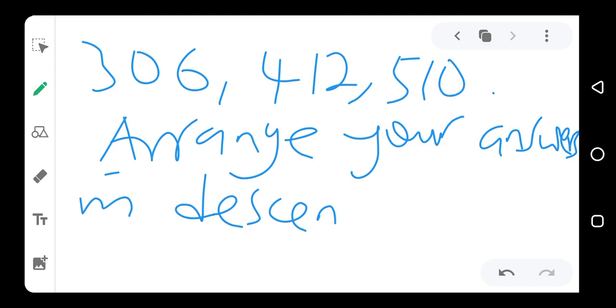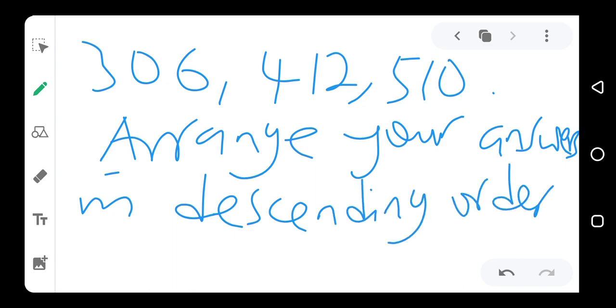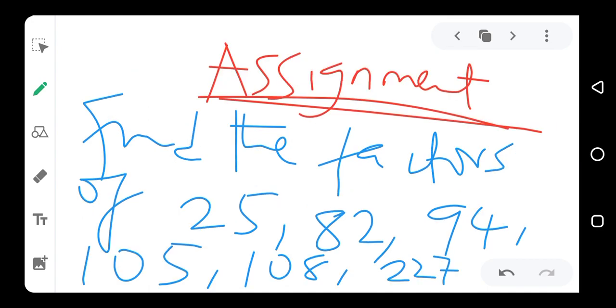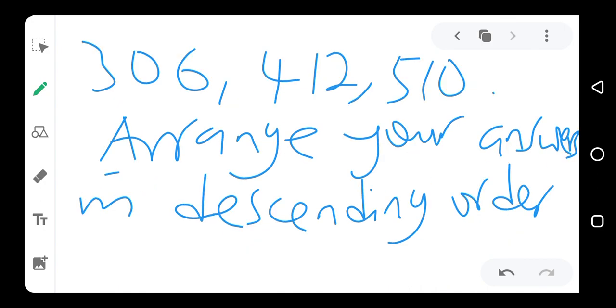So in this assignment, you are going to look for the factors. Look for the factors of 25, factors of 82, factors of 94, all the factors of 105, all the factors of 108, all the factors of 227, all the factors of 306, all the factors of 412, all the factors of 510. Then you arrange your answers, the factors for each of them, in descending order. That is from the biggest to the smallest. Thank you.